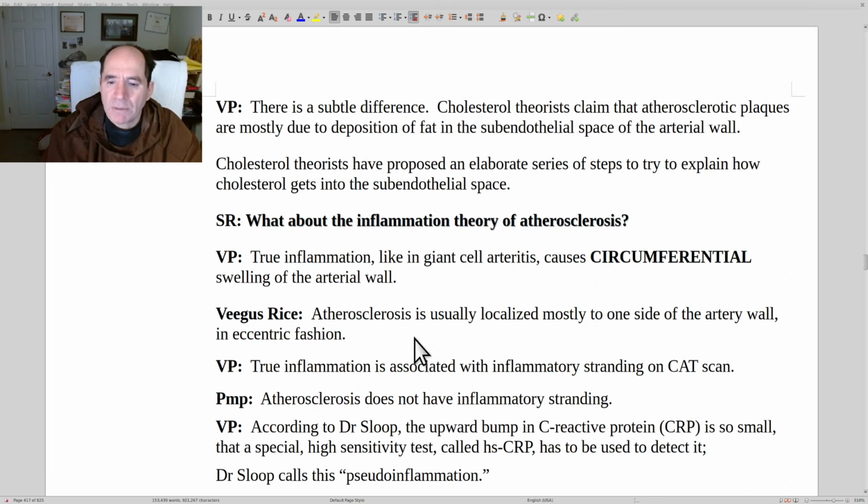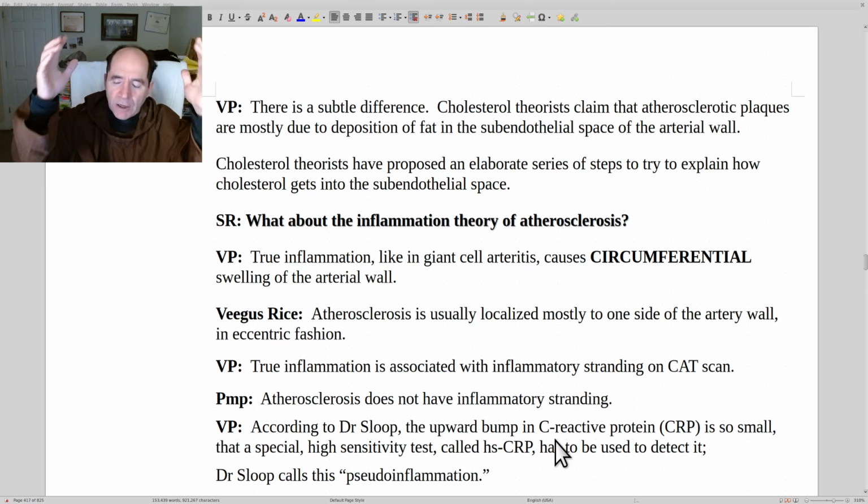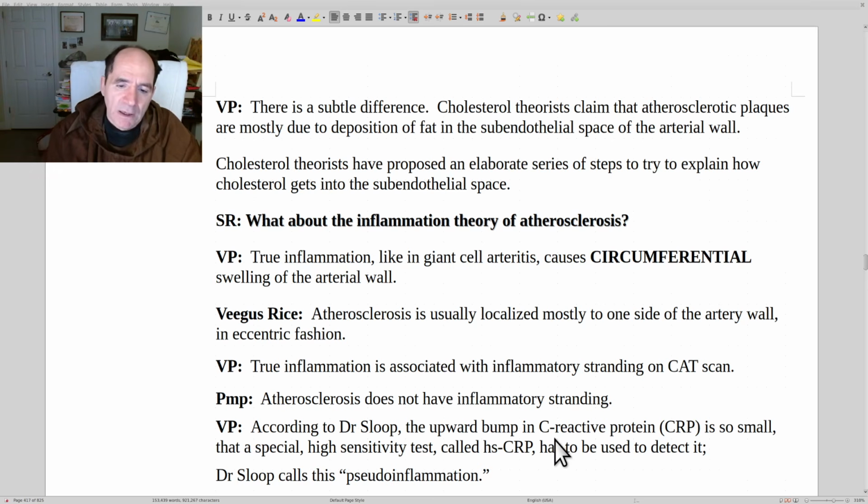And then he also talks about, well, what about the elevation of CRP, C-reactive protein? According to Dr. Sloop, in his opinion, the CRP elevation is so small with atherosclerosis that it's kind of a joke. He says you need a high-sensitivity test to detect it. He calls that pseudo-inflammation, which I thought was kind of a funny thing to call it.